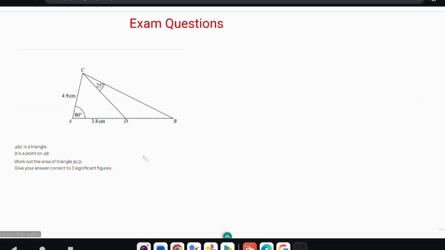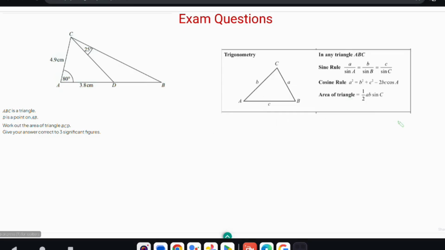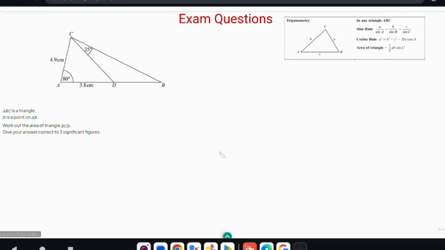Okay, last exam question. Seem to need a lot of space for these questions. Let me minimize that a bit. ABC is a triangle. D is a point on AB. Work out the area of triangle BCD. So I need this length definitely, don't I? I hopefully can get that length too.